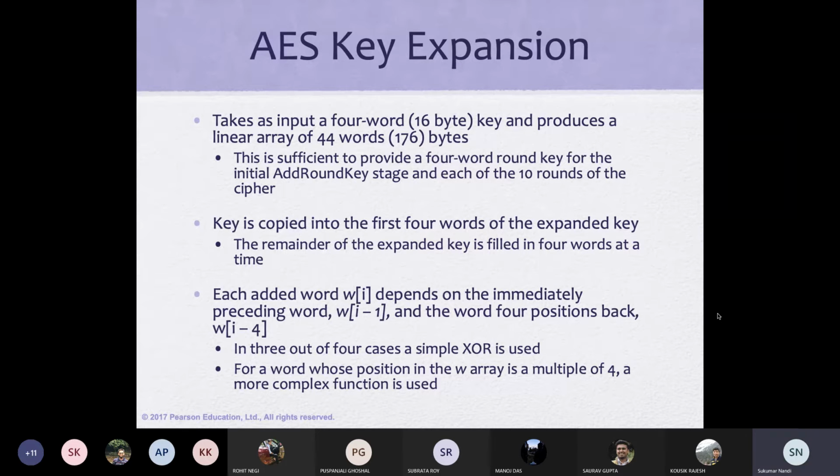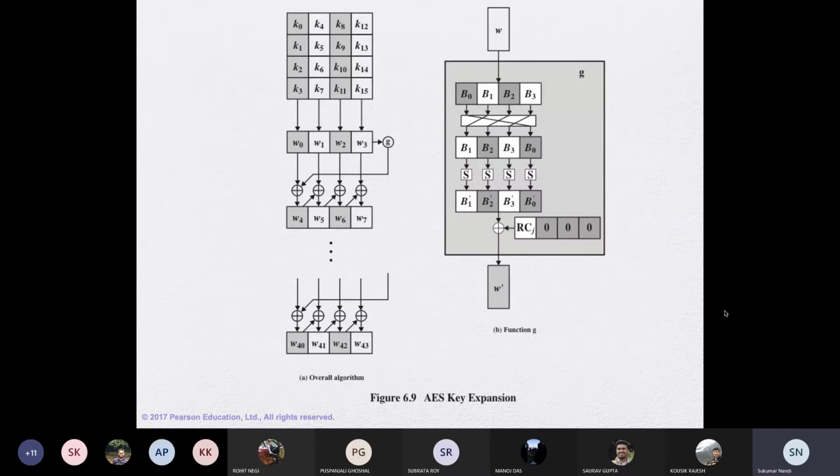So this is generated by this formula. What is this? This is the state K0, K1, K2, K3, K4, K5, K6. The first 4 bytes is word 0, the second 4 bytes is word 1, the third 4 bytes is word 2, and word 3, each of 32 bits. W3, the word 3, is one intermediate state of the key.